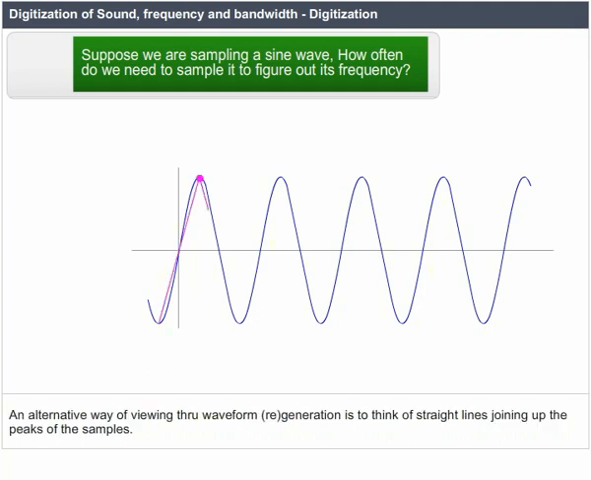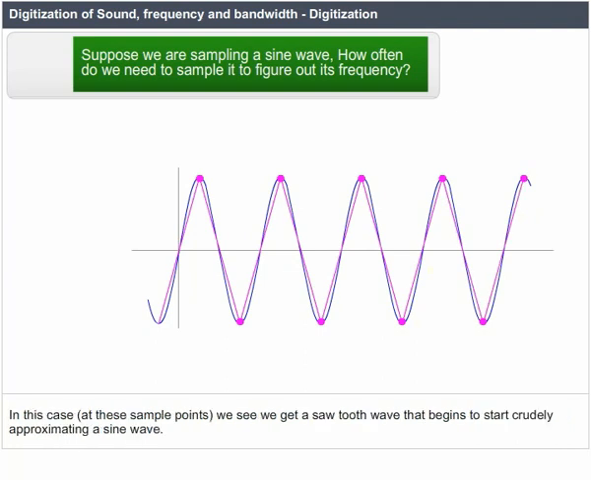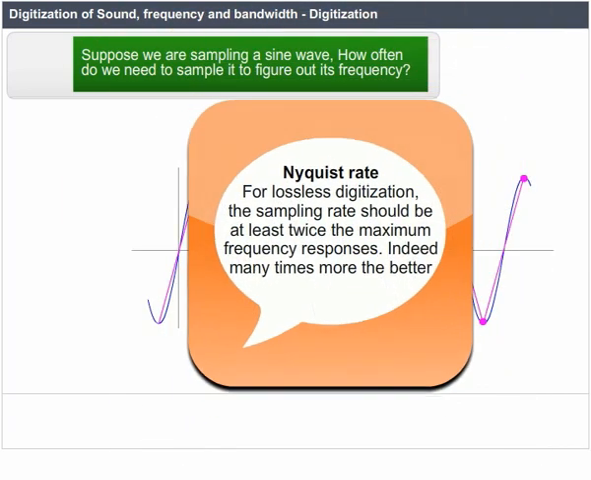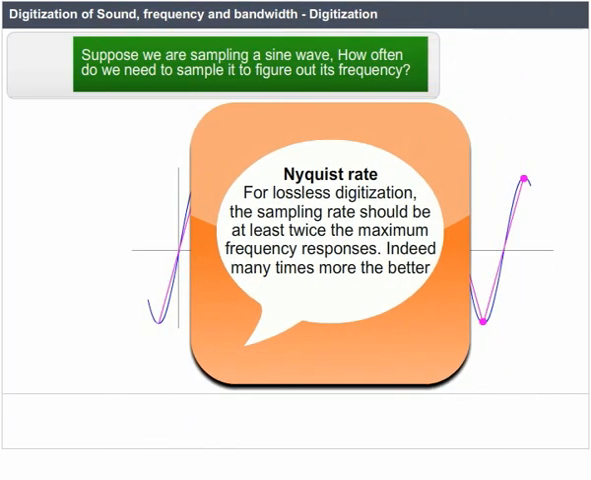An alternative way of viewing the waveform regeneration is to think of straight lines joining up the peaks of the samples. In this case, at these sample points, we get a sawtooth wave that begins to crudely approximate a sine wave. Nyquist rate: for lossless digitization, the sampling rate should be at least twice the maximum frequency response. Indeed, many times more the better.